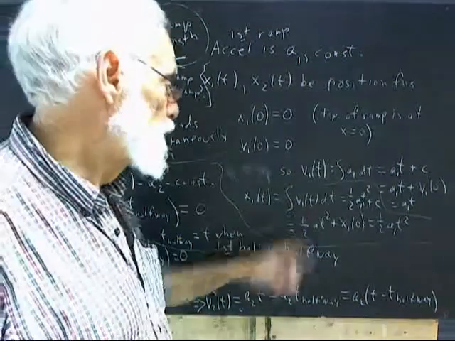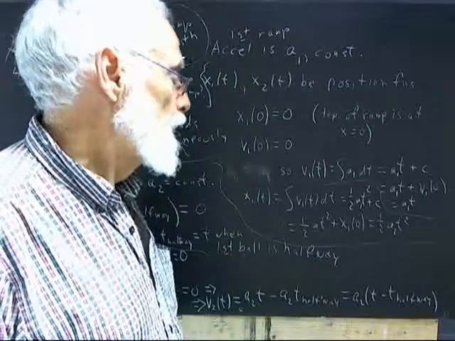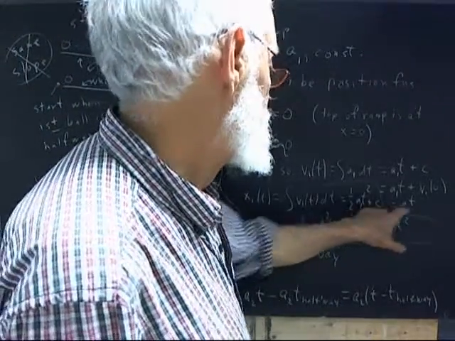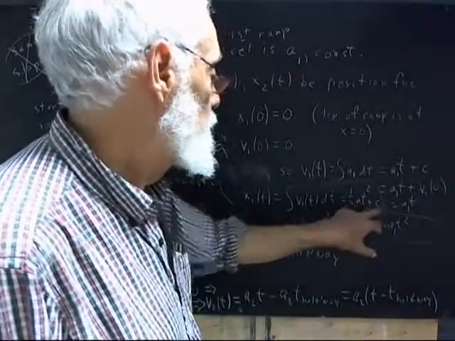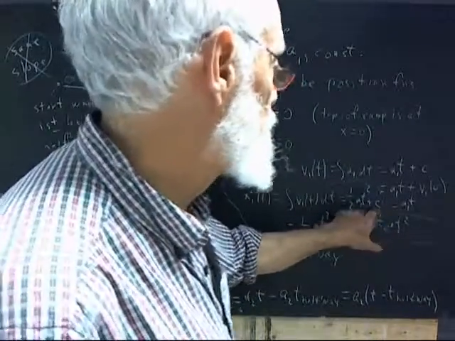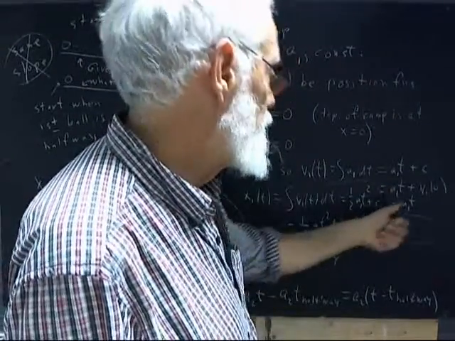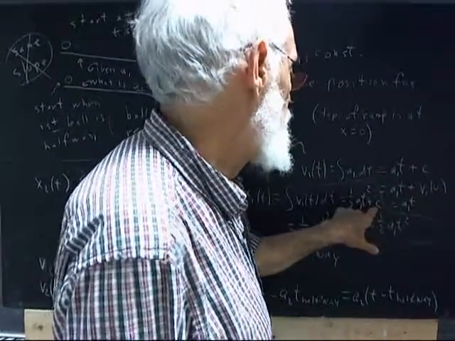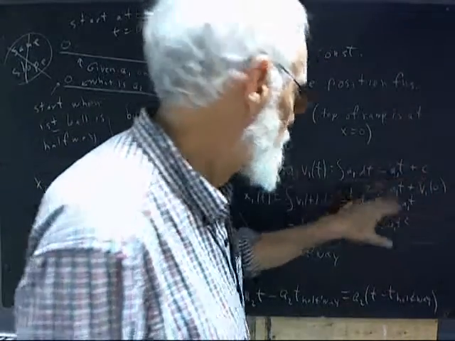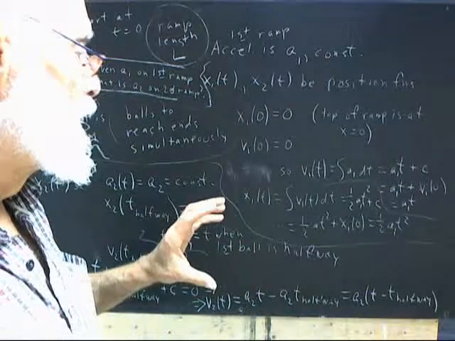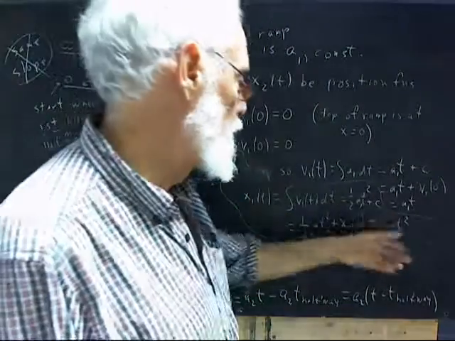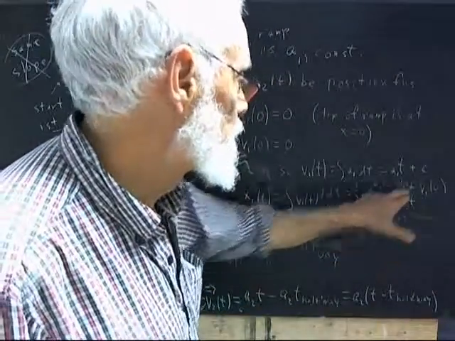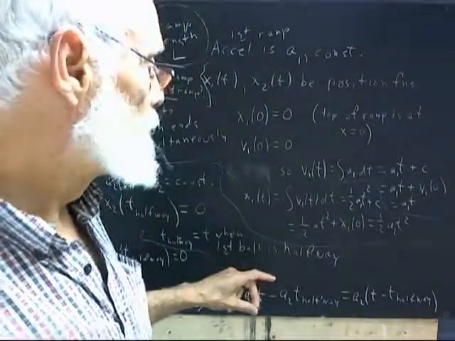x1 of t is the integral of v1 of t dt. That's 1/2 a1 t squared, which is the integral of a1 t, your v1 function, plus another integration constant. Now this integration constant is not the same as this one. I used c here, and we're done with this c. This is a new c. We could call them c1 and c2 if we were doing two integrations at once without evaluating our constants. But since we're done with this one, we can use c on this one.